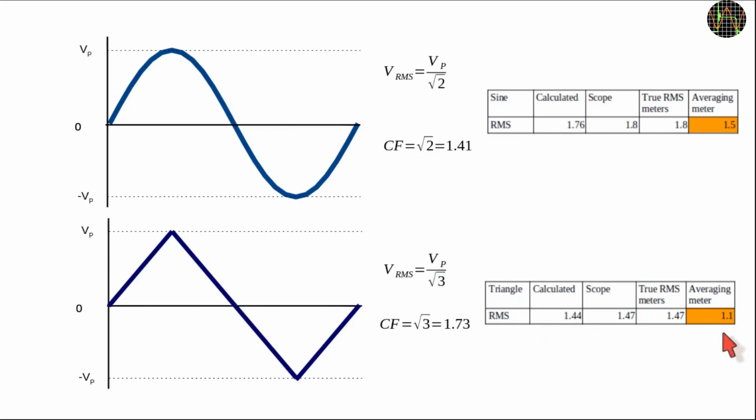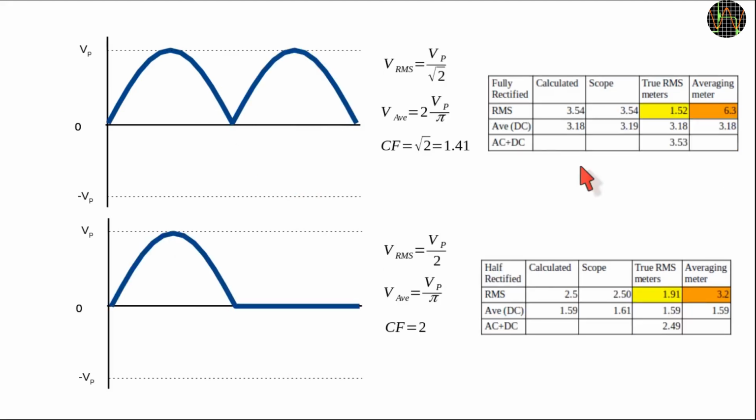The only problem is the yellow averaging meter, but as I explained, it only has a 200 volts range, so that is to be expected. I only included it because it's not true RMS, and as we have seen, some of the readouts are quite different. More interesting are the full and half rectified sine waves.